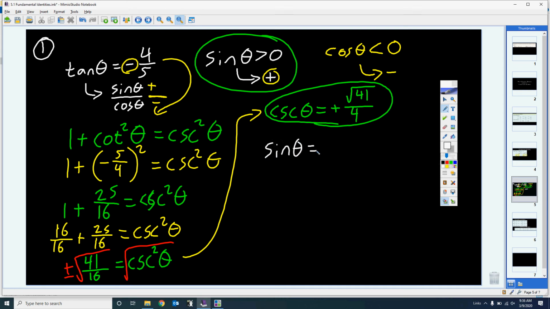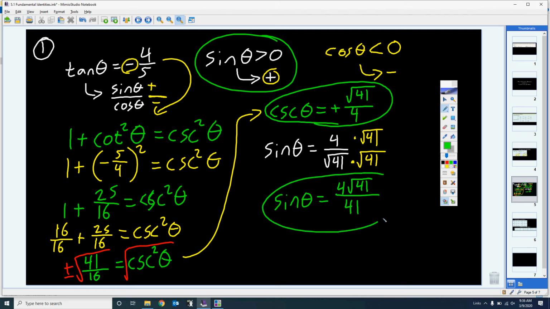Sine of theta is just going to be the reciprocal of that. It's going to be positive 4 over square root of 41. But of course, they're not going to let me keep a square root in the denominator, so I'm going to multiply top and bottom by square root of 41. And that will give me sine theta equals 4 square root of 41 over 41. Both positive.